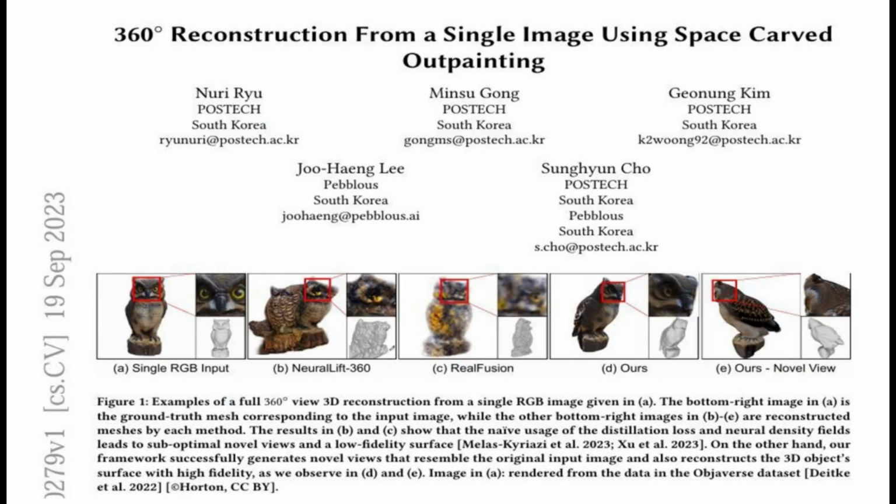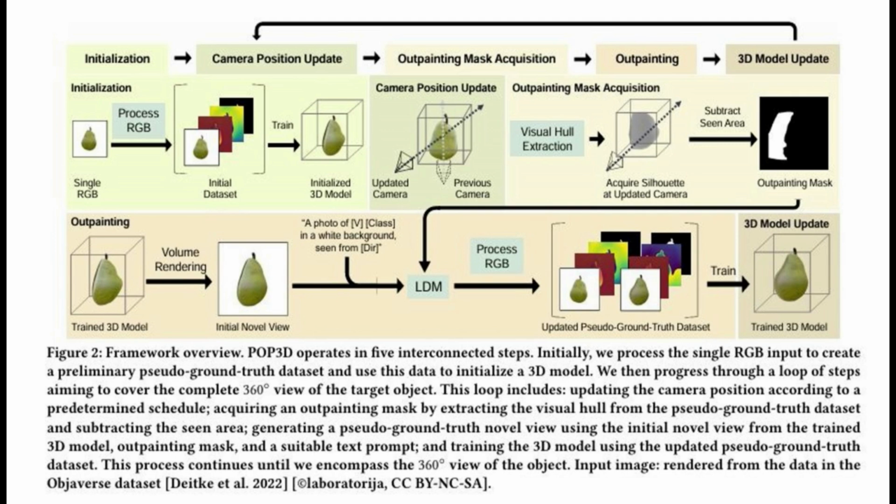Dear friends, this last paper, of course, is on 3D computer vision: 360-degree 3D reconstruction from a single image using space-carved outpainting. Dear friends, imagine taking just one photo and having AI generate a full 360-degree 3D model of an object. That's exactly what Pop3D achieves. And of course, here's how it works.